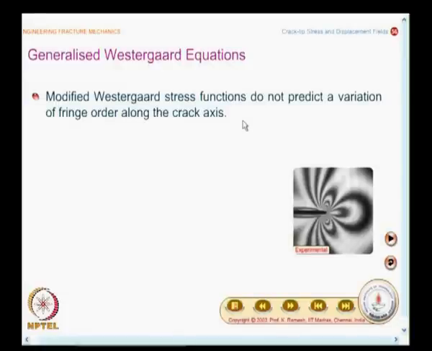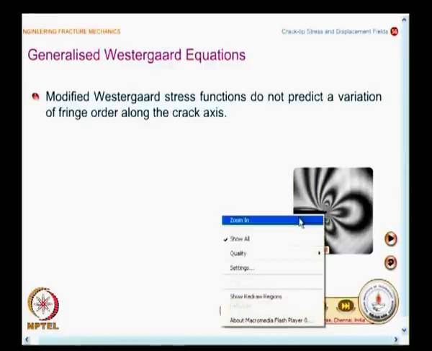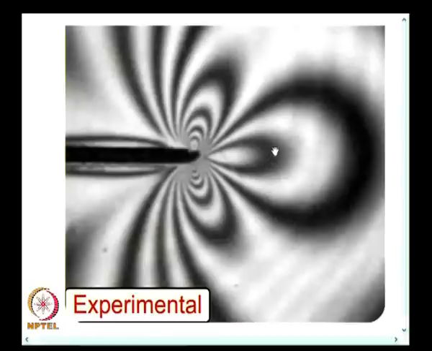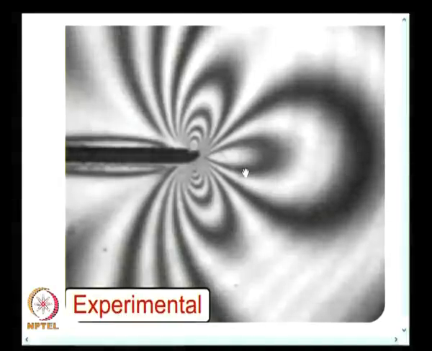But what you see in reality, in certain situations, you see fringe patterns like this. So, what you find here is that along the crack axis you have many fringes. You have fringes forward tilted as well as a frontal loop, and this is obtained in an experimental scenario. Unless your basic equations of the stress field explain this phenomenon, the solution is not complete.